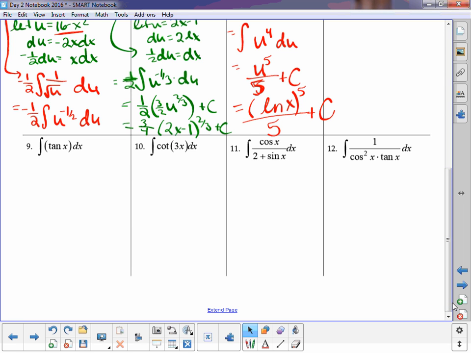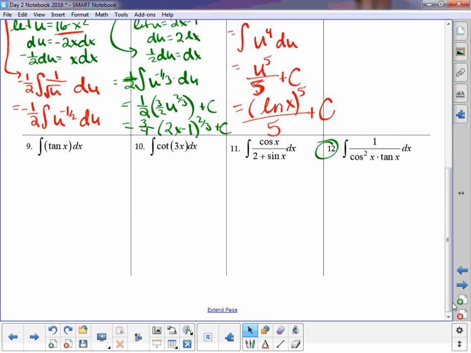1 over cosine squared x tangent x. What are your thoughts? Knowing that we're going to do a u sub, what are your thoughts? No, you cannot separate it. Never mind, you can't. Fancy dividing. Yeah, because when I said u sub, you looked at me like, okay, we got to know.